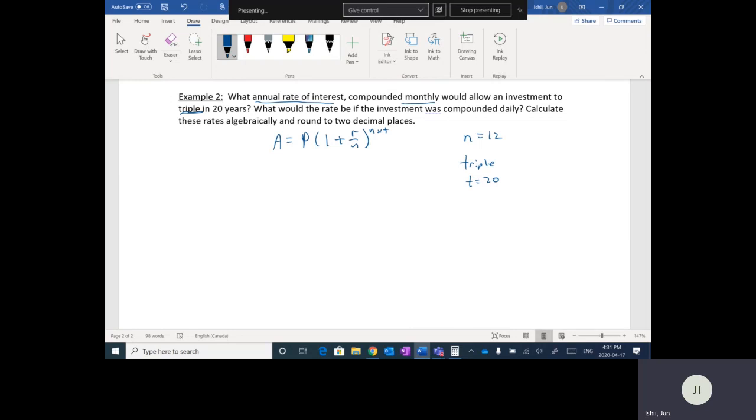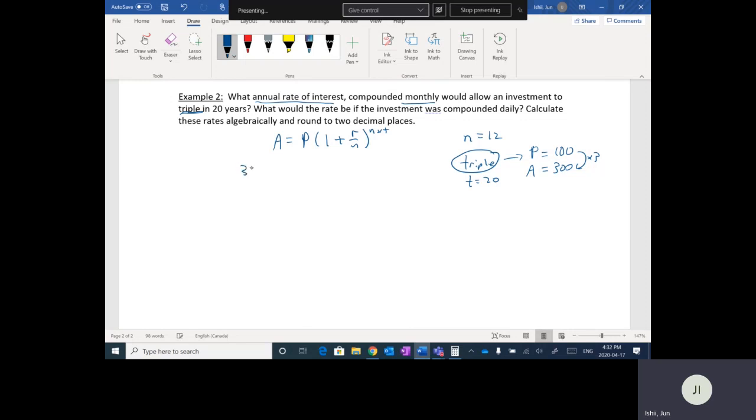This question doesn't tell you the principal or the final amount, but the key thing here is we want it to triple. So what you can do is make up a principal, as long as the final amount, the future value, is 3 times as much as that. For instance, let's say I start off with $100 and I want to triple it to 300. As long as this is 3 times, you should get the same answer every time. So let's sub that information in.